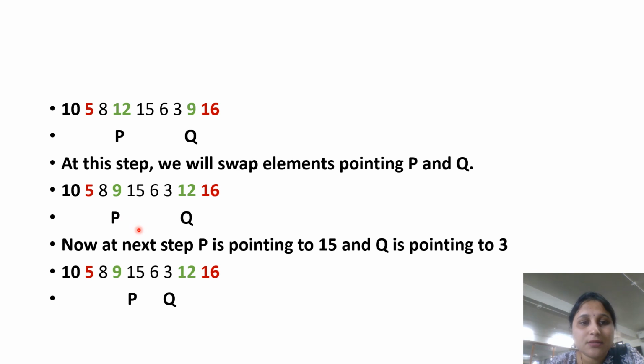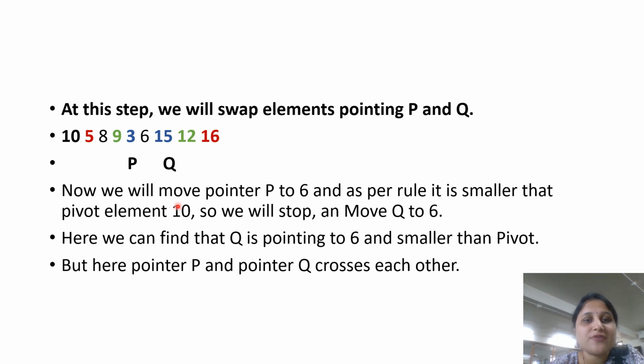Now here you can see P is pointing to 9 now and Q is pointing to 12, which means we have swapped them. Now at the next step P is pointing to 15 and Q is pointing to 3. So P is 15 and Q is 3. Here both conditions are satisfied, meaning P is greater than pivot and Q is less than pivot. So let's see, we have swapped P and Q.